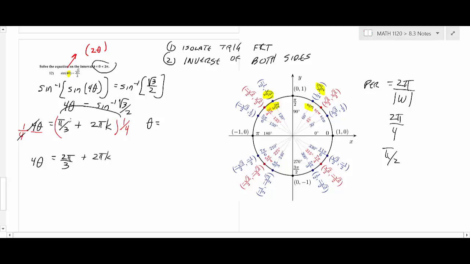So you're just doing pi over 3 times 1/4. If you do pi over 3 times 1/4, what do you get? You get pi over 12. So that's really where one of the answers is, pi over 12. The period changed.